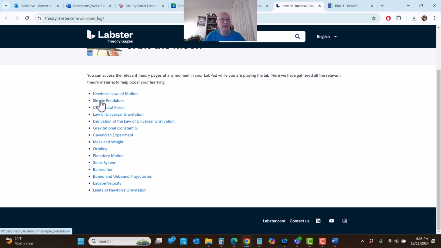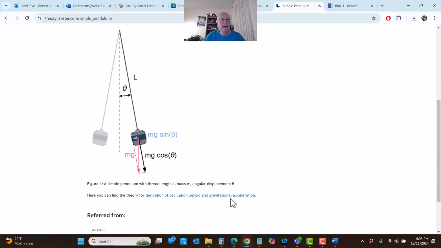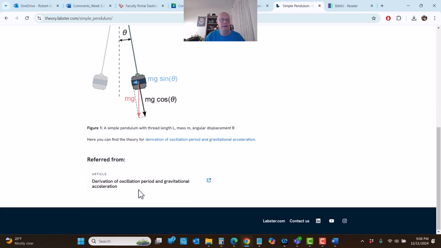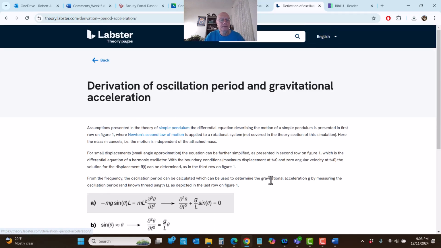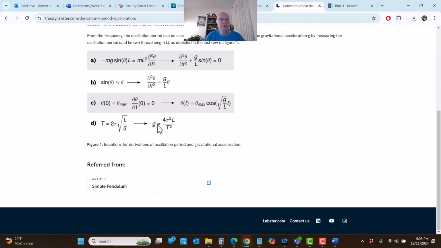And you see simple pendulum. Click on that. Well, it shows you a picture of a pendulum, but not much else. So then click on the article on the derivation of the period of the pendulum and gravitational acceleration. So right here is what we need. This expresses the gravitational acceleration in terms of the length of the pendulum and the period.